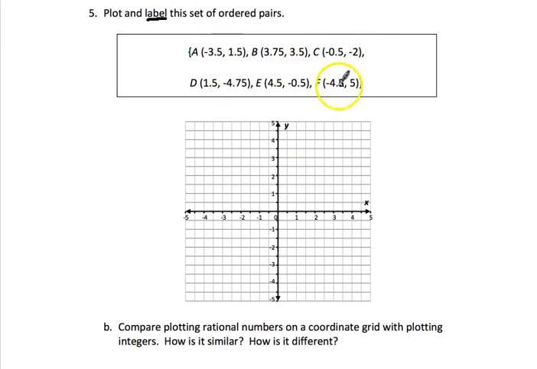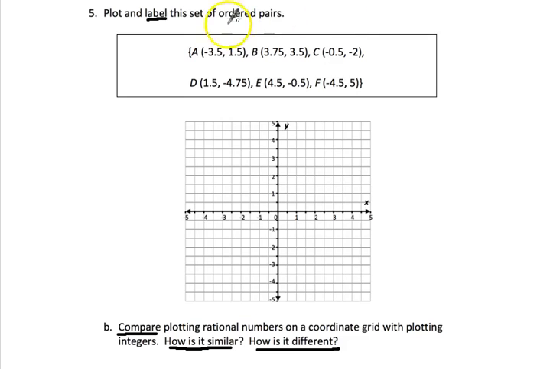So you're going to plot these points here, and then you're going to work with the person next to you to determine your answer for part B. Compare plotting rational numbers on a coordinate grid with plotting integers. If you're comparing, you're saying how they're alike. You're also going to say how they're different. And here is the compare and contrast. How is it similar? How is it different?